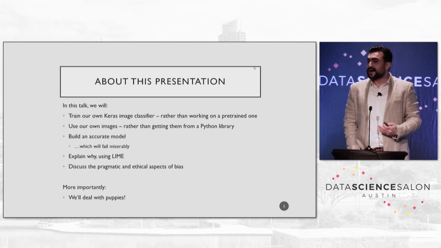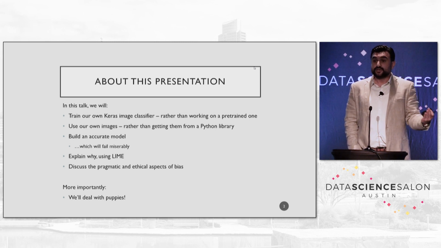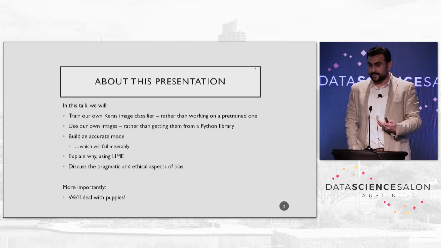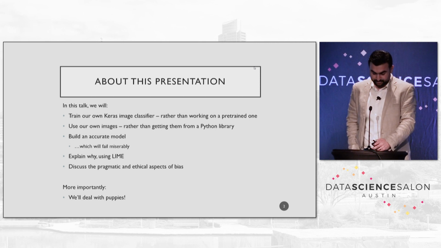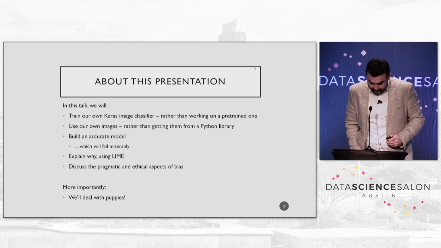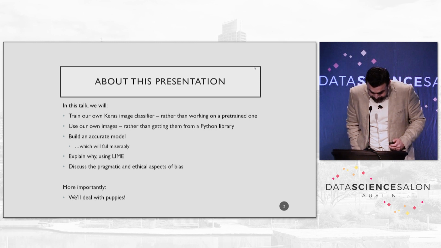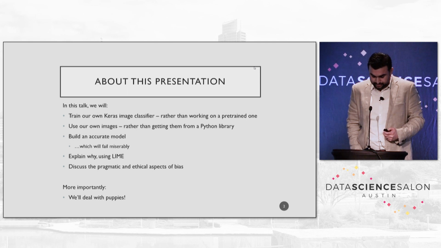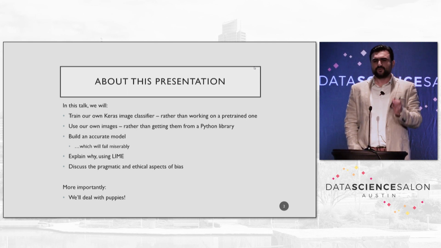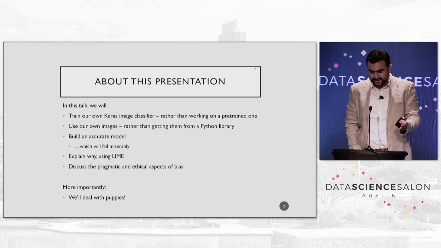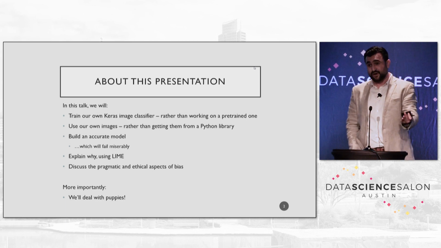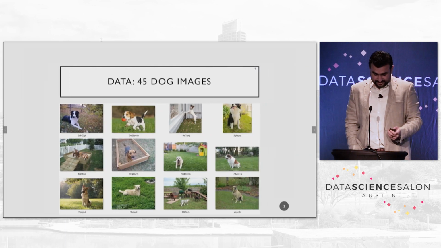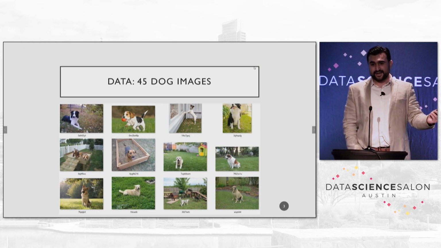And we will come back and explain why the model was looking so great and then why it failed so badly using Lime, right? We'll interpret our machine learning model. And we'll discuss the pragmatic and ethical aspects of the issue. But I think what really makes my presentation unique is we'll deal with puppies. And you know, puppies are always great. So yeah, there you go.